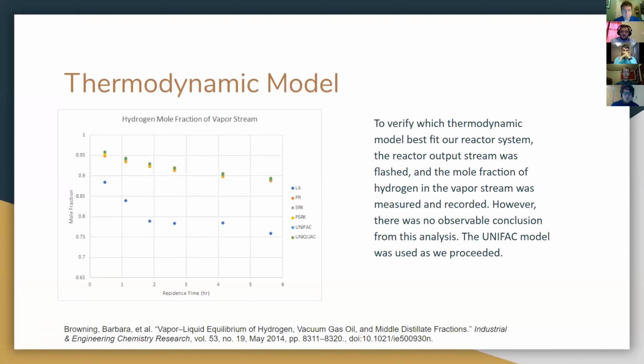And so for our thermodynamic model, we actually had some issues. We were modeling the hydrogen mole fraction in a vapor stream that was a flash drum immediately after a reactor. And with all these thermodynamic models, we could not find anything conclusive, which was kind of a bummer, but we went ahead and progressed using the UNIFAC model for our system.